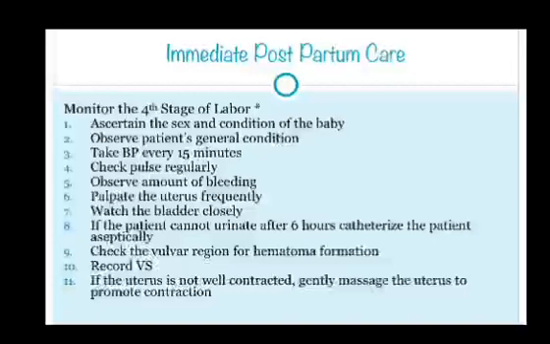Immediate postpartum care. Monitor the 4th stage of labor. Ascertain the sex and the condition of the baby. Observe the patient's general condition. Take BP every 15 minutes. Check the pulse regularly. Observe the amount of bleeding. Palpate the uterus frequently. Watch the bladder closely. If the patient cannot urinate after 6 hours, catheterize the patient aseptically. Check the vulvar region for hematoma formation. Record VS. If the uterus is not well contracted, gently massage the uterus to promote contraction.